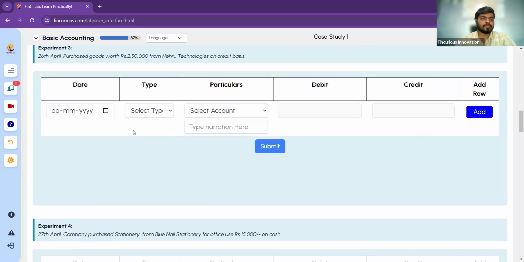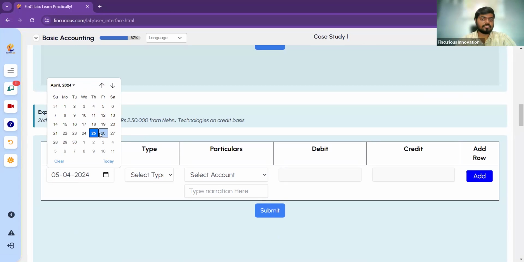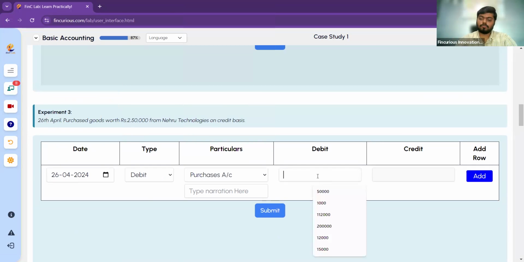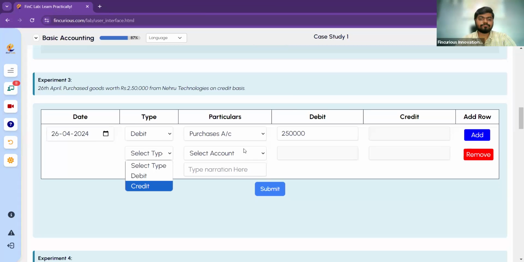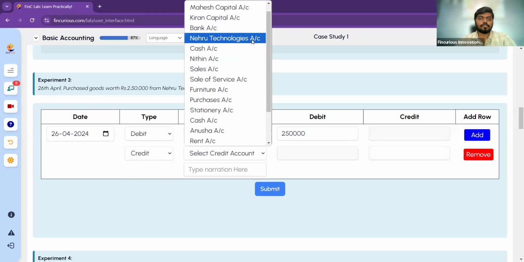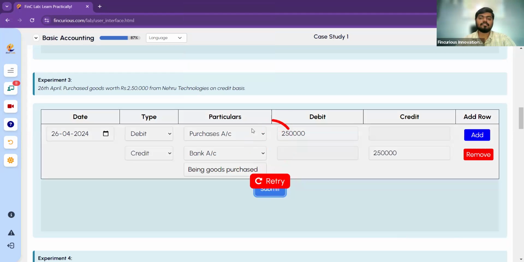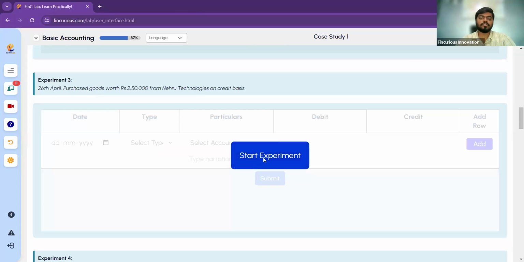So 26th of April again. Select the date. Type debit. Select debit purchases account. Debit 2,50,000 and click on add. Here again credit. So as I told you, Nehru Technologies. So if you do bank account, you will see your answer would be wrong. Again, we need to do it again, because clearly they've told from Nehru Technologies. See, it is showing wrong. So we need to do it correctly.